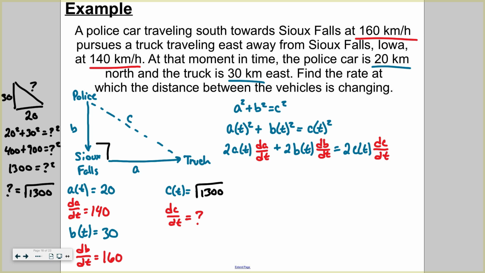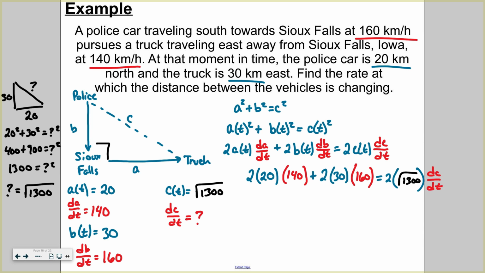All right, so now we can just plug and chug. So let's see, we're going to have 2 times 20 times 140 plus 2 times 30 times 160 equals 2 times the square root of 1300 times dc/dt. All right, then we can just go to town.